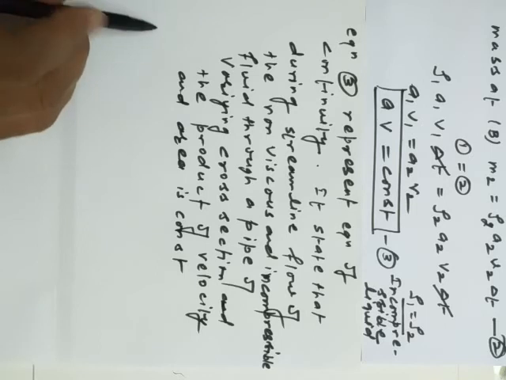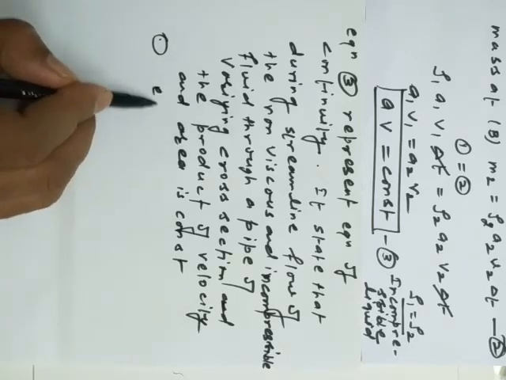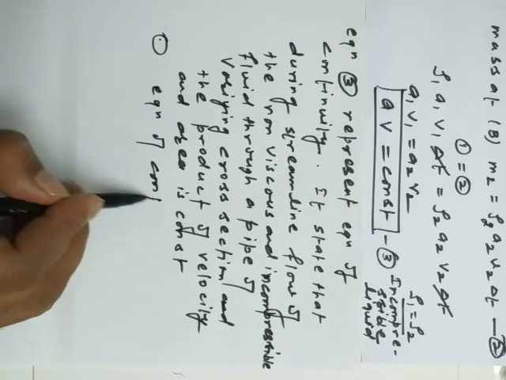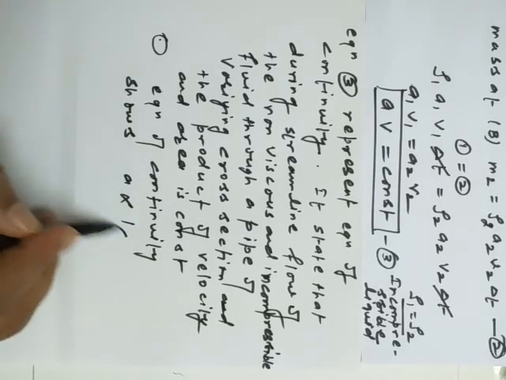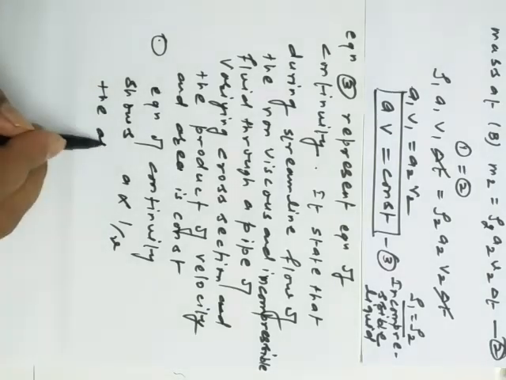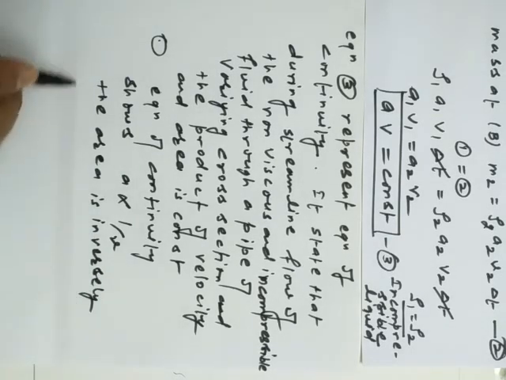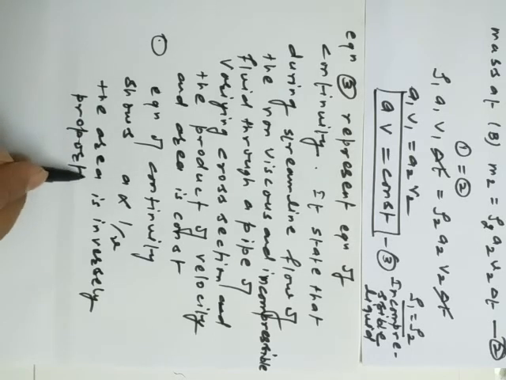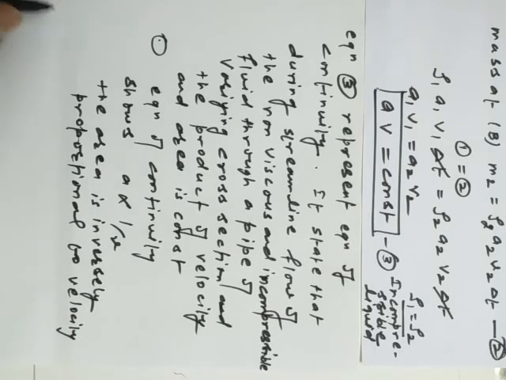Here we can include the following things regarding the equation of continuity. The equation of continuity shows that area is inversely proportional to velocity, or you can say the velocity is inversely proportional to the area.